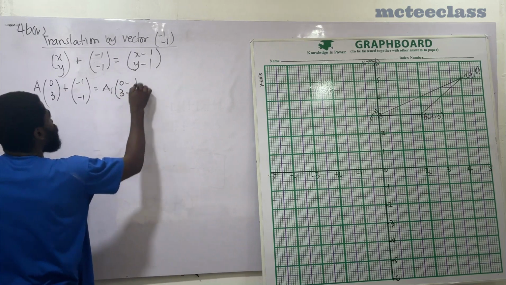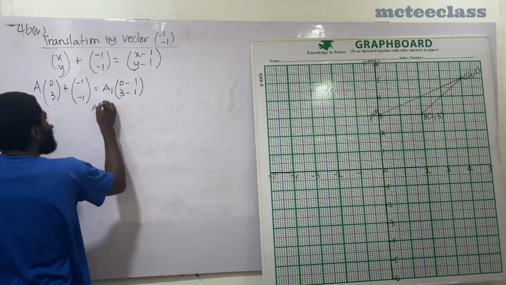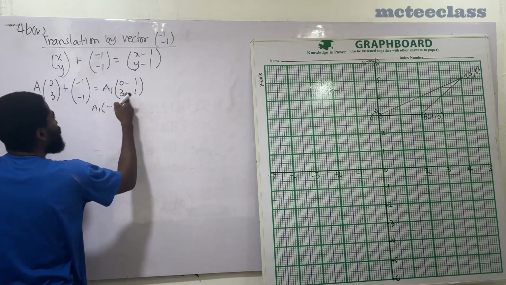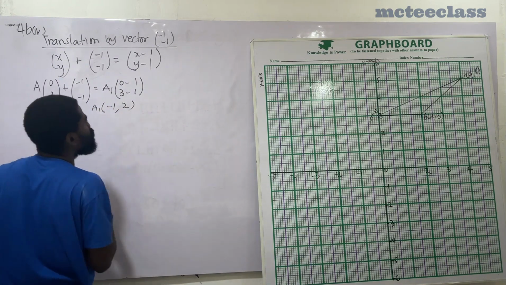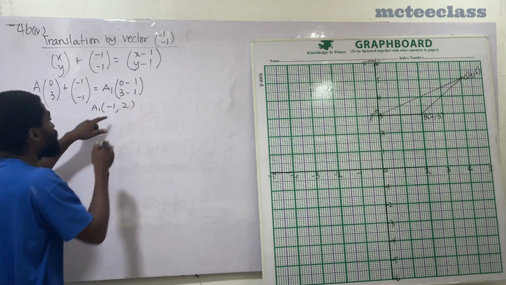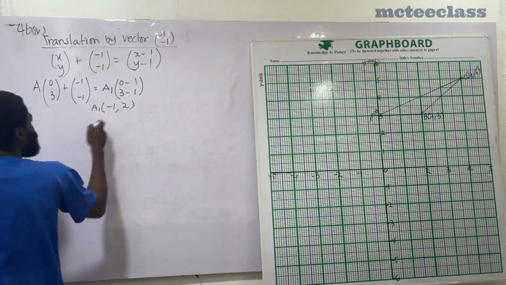Then 3 minus what? 1. And this will give me A1. The coordinate becomes -1, and we subtract 2 and get what? 2. Be careful with your unit. But that is to get what? 2. So this is what we are going to plot.